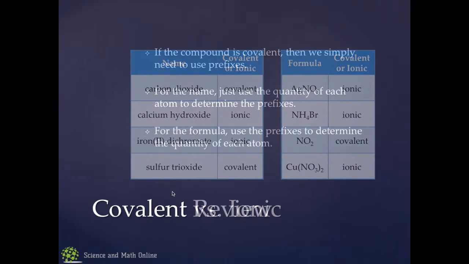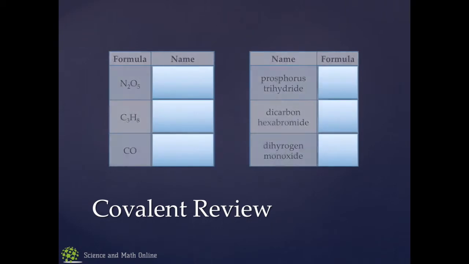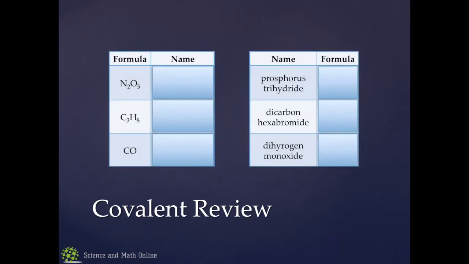Okay, so just a quickie review. If it's covalent, we just need to use prefixes. For the name, just use the quantity of each to determine the prefixes. For formulas, use the prefixes. Covalent's easy. Just make it match. But you've got to identify it correctly first. So if it's covalent, just use the prefixes to solve everything. If it's ionic, things get a little bit more tricky. But real quick, just reviewing covalent first. These are all covalents, so just use the prefixes.